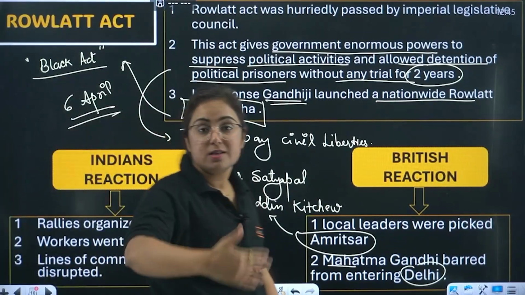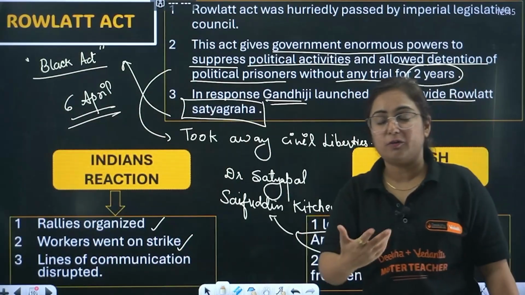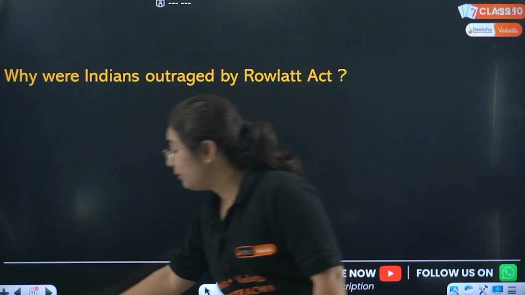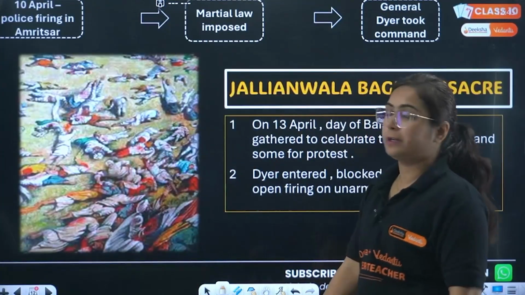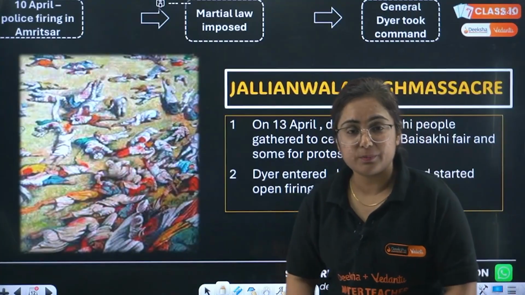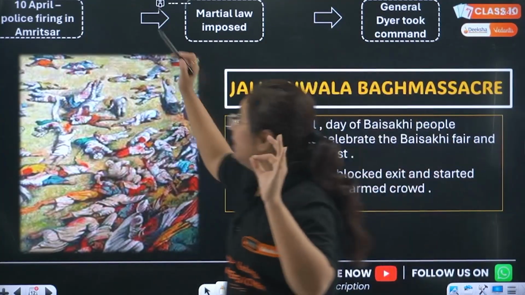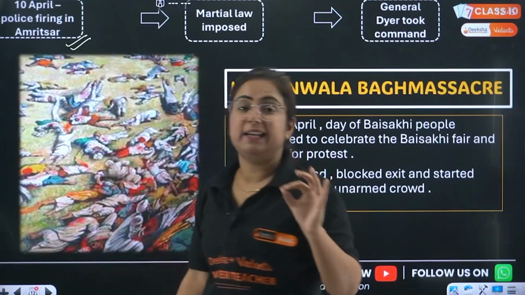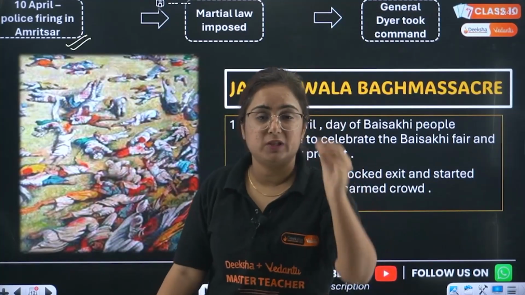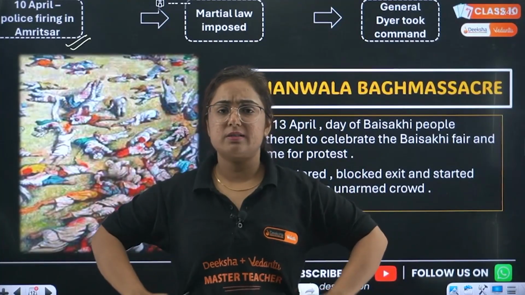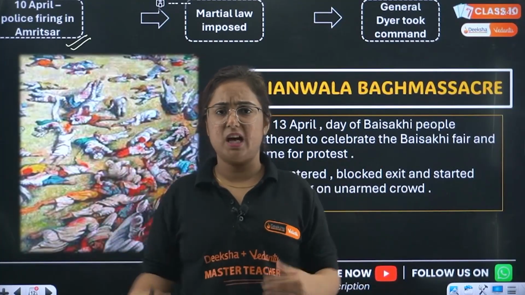The situation was getting worse day by day. The oppression of the Britishers increased day by day, and this is how violence increased in the country. So the satyagraha started on 6th of April. On 10th April, there was police firing in Amritsar on the peaceful protesters, because when leaders were arrested, people also became agitated and started satyagraha against the government.